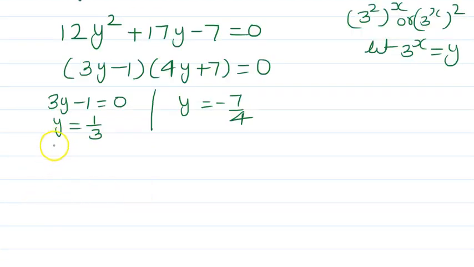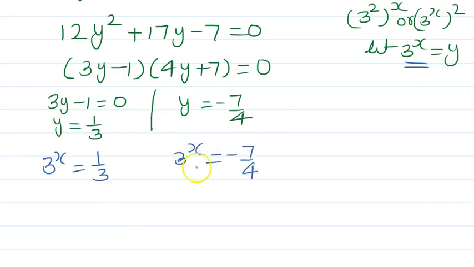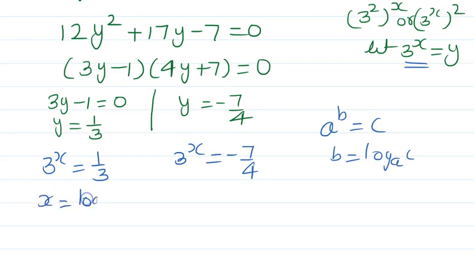Okay, so basically what was y? y was 3 to the power x. So let's write down here, y was 3 to the power x. It is 1 over 3, and here 3 to the power x is minus 7 over 4. So using this rule, a to the power b equal to c, you can write down b equals log base a of c. So here you can write down x equal to log base 3 of 1 upon 3. Log base 3 of 1 upon 3, this you can write down log base 3 of 3 to the power minus 1, and that should be equal to minus 1.